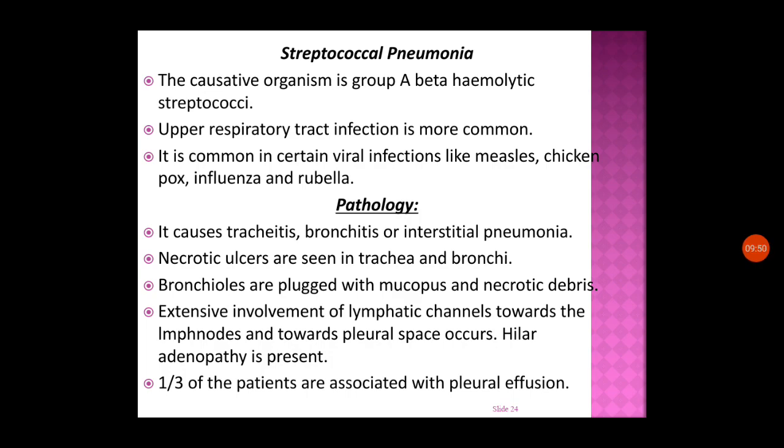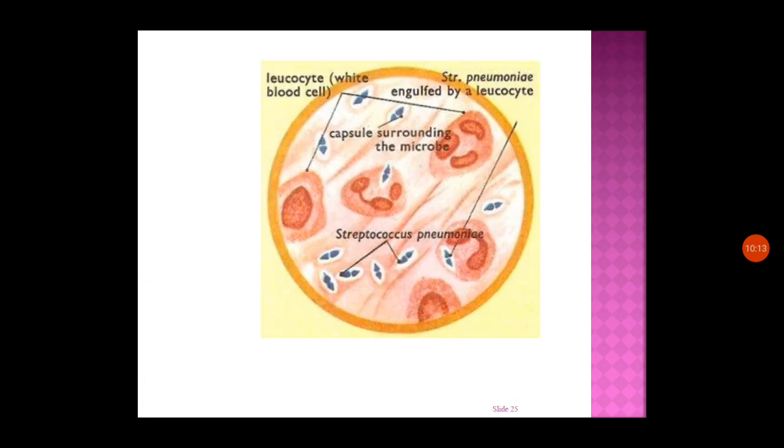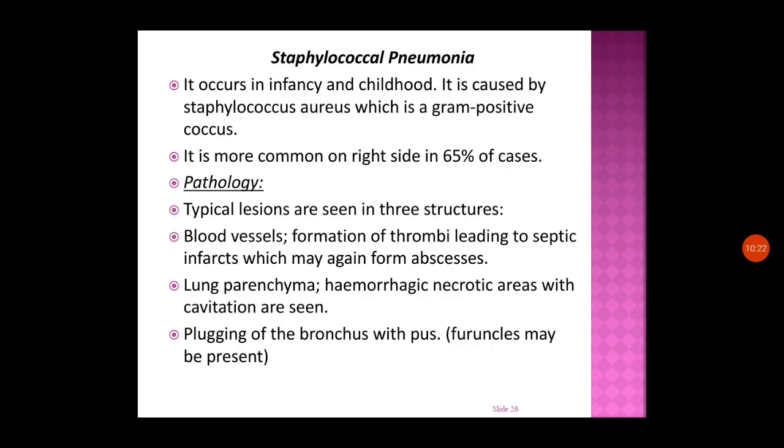Here in streptococcal pneumonia there is necrosis of the tissues, and bronchioles are plugged with mucopus and necrotic debris. Extensive involvement of lymphatic channels towards the lymph nodes and towards the pleural space occurs. Hilar adenopathy is present, and one third of patients are associated with pleural effusion. So, complications are slightly more in streptococcal pneumonia than the previous one. So, this is the identification of streptococcus pneumonia in slides, in the secretions.